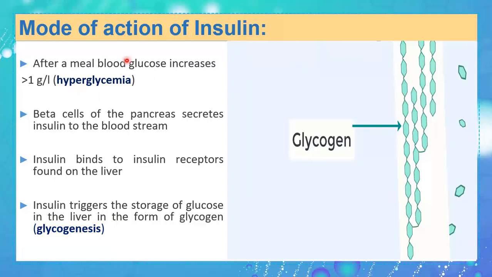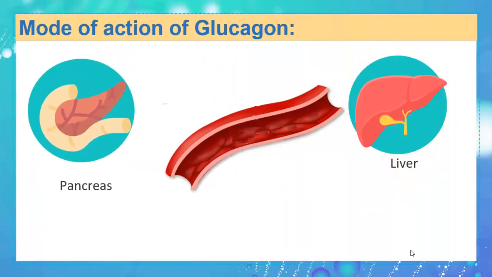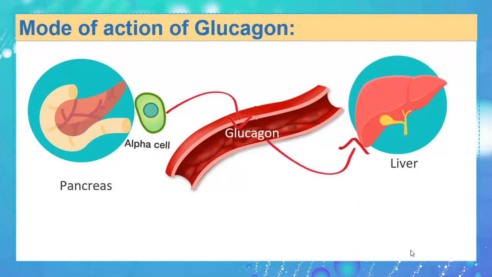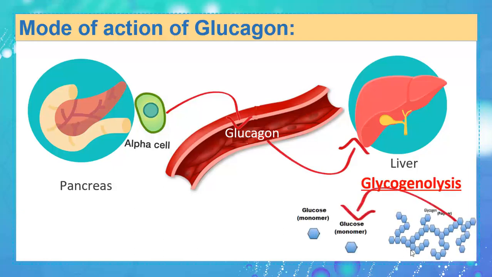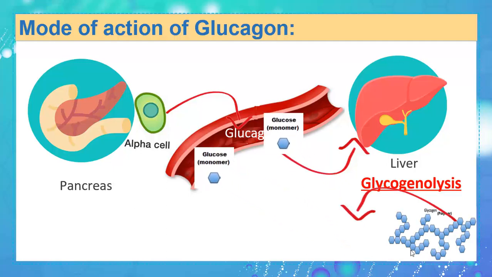So in short, after hyperglycemia, beta cells secrete insulin. Insulin triggers liver cells by binding to specific receptors in order to undergo glycogenesis. What about the other hormone, glucagon, secreted by the pancreas? As we said previously, glucagon has the opposite function of insulin, where the alpha cell of pancreas secretes glucagon directly to the bloodstream in order to trigger the liver to undergo this time glycogenolysis, which in turn transforms glycogen back to glucose and sends them back to the bloodstream.